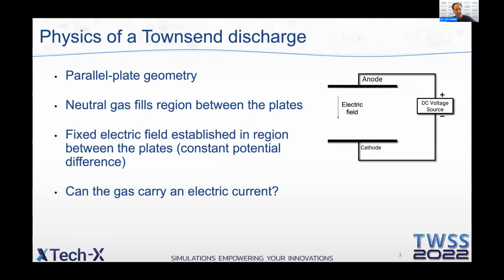So Townsend discharges, this is kind of basic stuff, but that's where I'll start. Now this Townsend discharge happens with a parallel plate geometry. We fill the space between the plates with the neutral gas, and then we impose a fixed electric field between the plates. We've essentially set a constant potential difference between those two plates. And we pose the question, can this gas carry electric current? And if so, is it interesting?